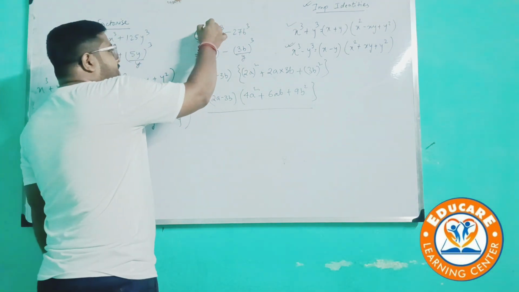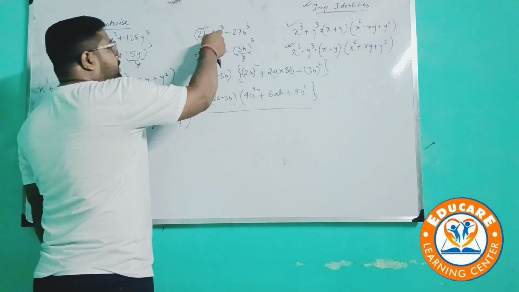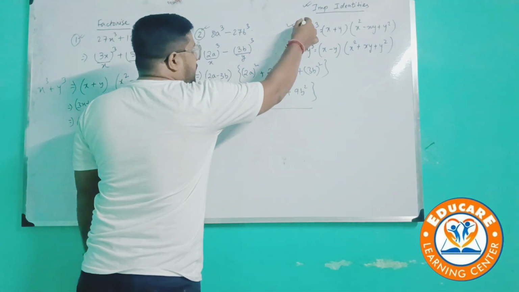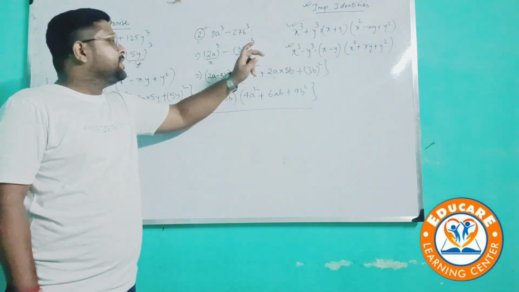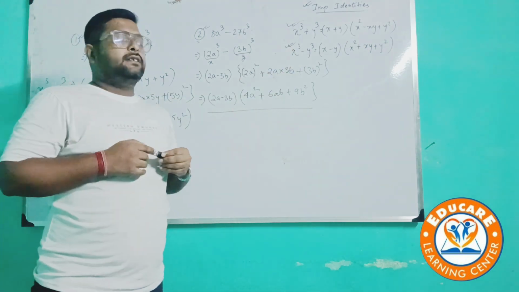So whenever you see this kind of question, our first target will be to convert the entire number in power of 3 and then use these two identities. If there is a plus sign, we can use the first identity. If there is a minus sign, we can use the second identity.